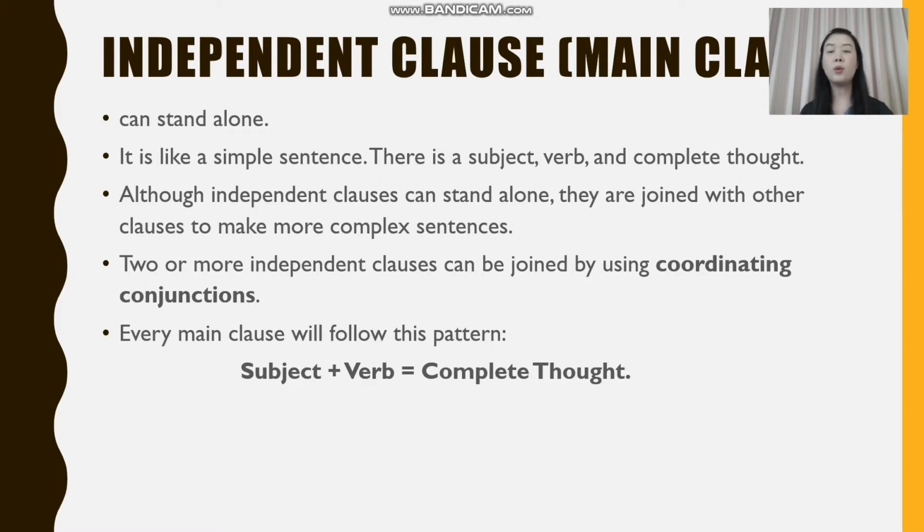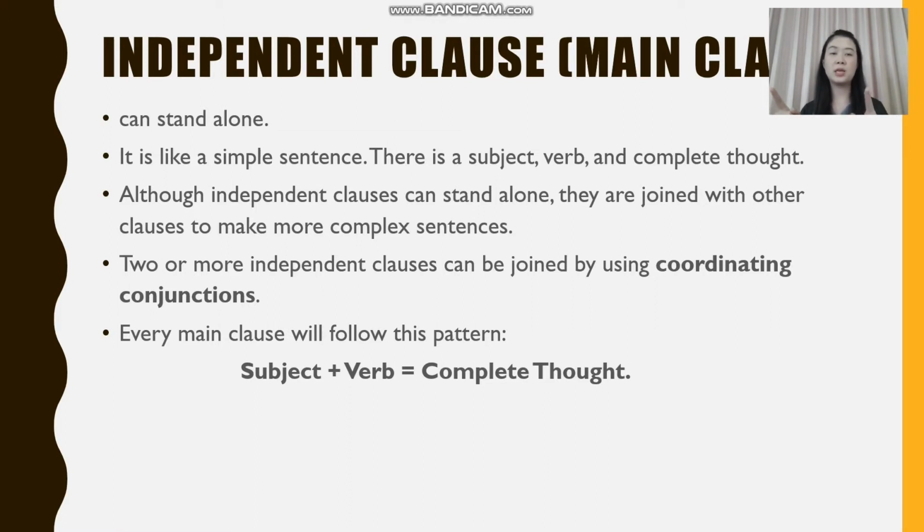Okay? Although independent clauses can stand alone, they can be used by joining with other clauses to make more complex sentences. If we mention the types of sentences, there are several types, like the simple, compound, complex, and even compound-complex sentence. So if you use the independent clause alone, that will be just a simple sentence. But if you want to add more information by adding some kind of complicated structure, that's going to be a complex sentence, and that's what we are going to do with the main clause.